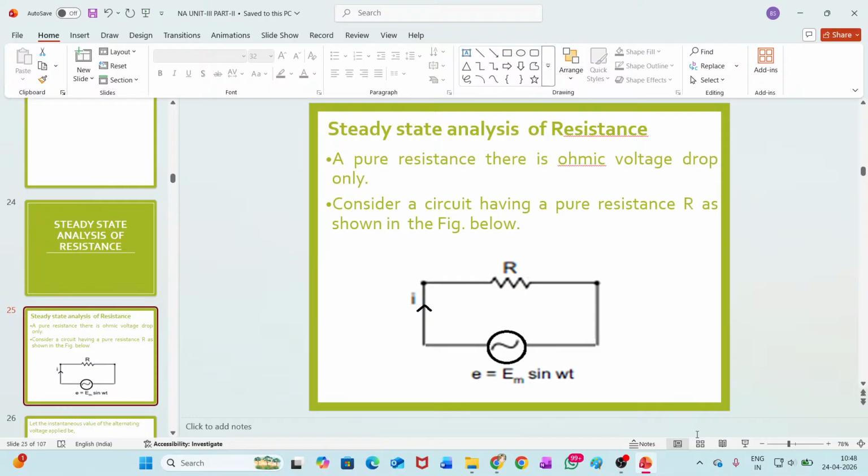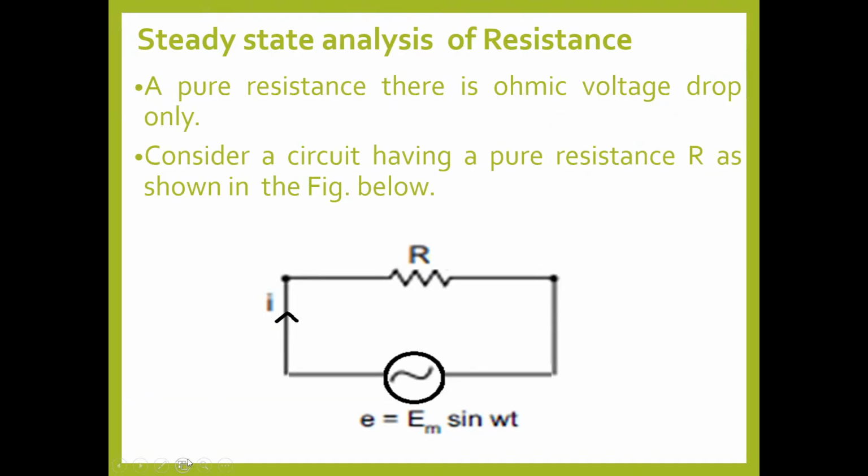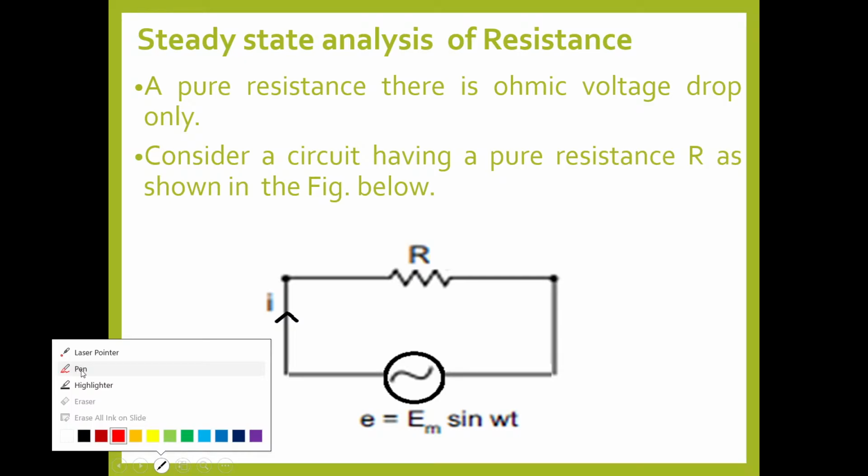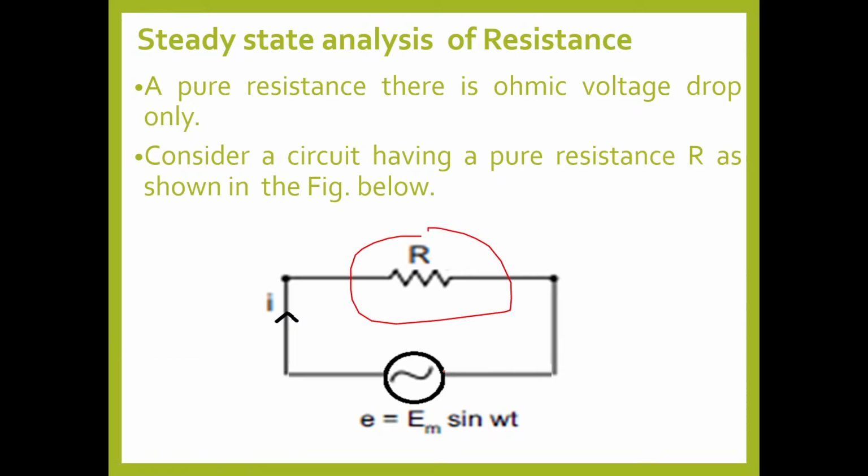So you can see in this circuit, a pure resistor is connected across an AC source. E is equal to what? E equals Em sin omega t. When the source is connected to the resistor, a current of small i amperes flows through this resistor. Now current flows through this resistor, what will happen? There will be a voltage drop across the resistor. The property of the resistor is to oppose the flow of current, so there will be a voltage drop across the resistor.